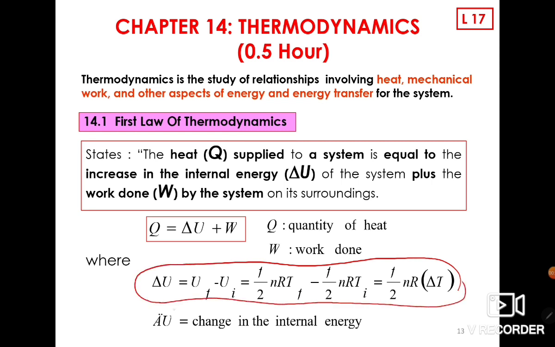Change in internal energy. When we say it is the change, it must be U final minus U initial. Previously we have learned the equation for internal energy, which is f over 2 nRT. So for U final, f over 2 nRT final minus f over 2 nRT initial. So this is the first law of thermodynamics.